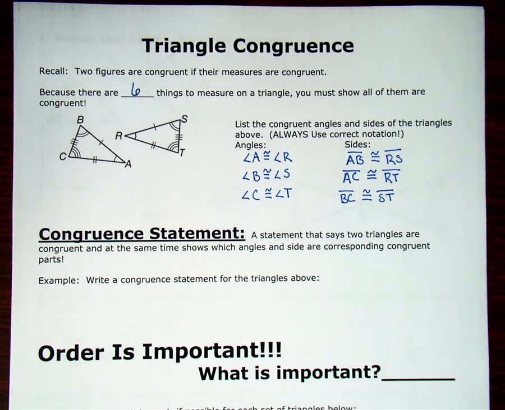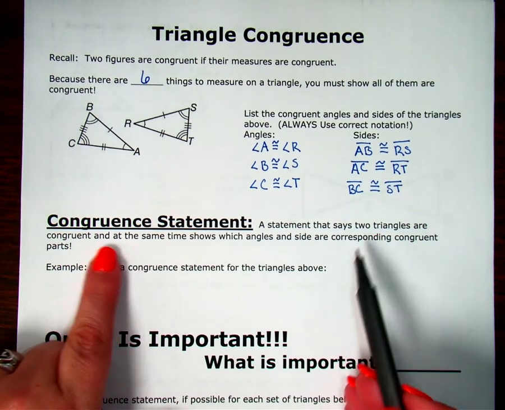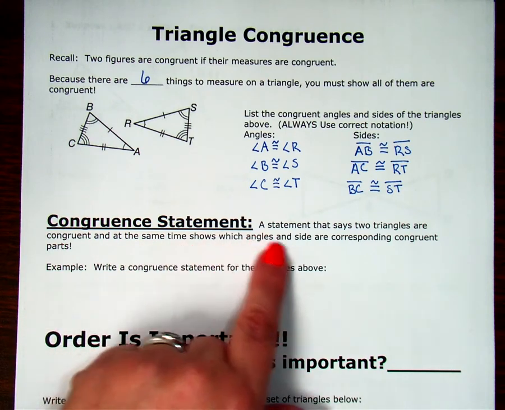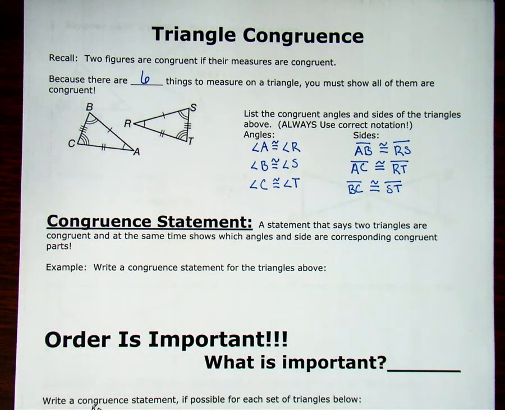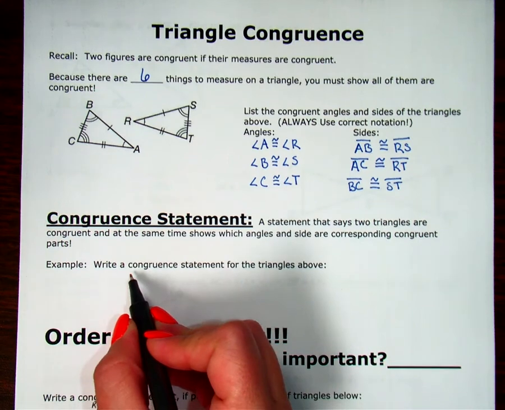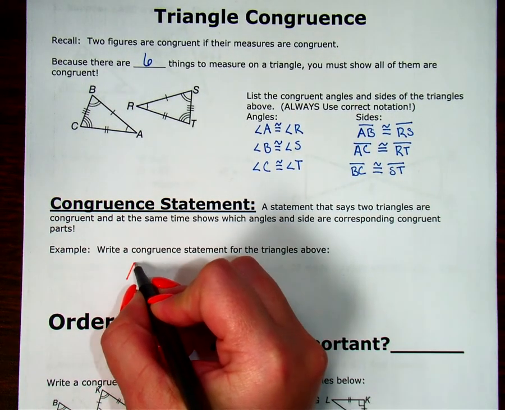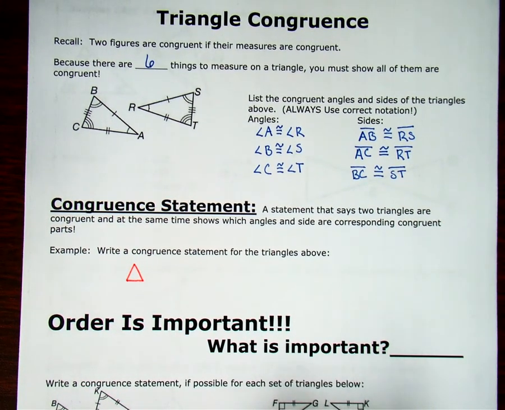Okay? When you can show that 2 triangles or 2 figures are congruent, then you can write what is called a congruence statement. And that's a statement that says the 2 triangles or 2 figures are congruent, and at the same time it tells me which angles and which sides are the corresponding congruent parts. So, for example, if I want to write a congruent statement, the first thing I'd have to do when naming a triangle is I have to use a triangle symbol. So I have to see that. If I don't see that symbol, then I'm not naming a triangle, I'm just listing 3 points.